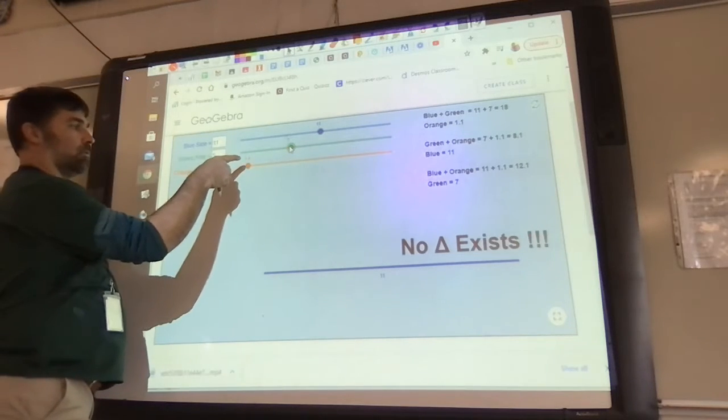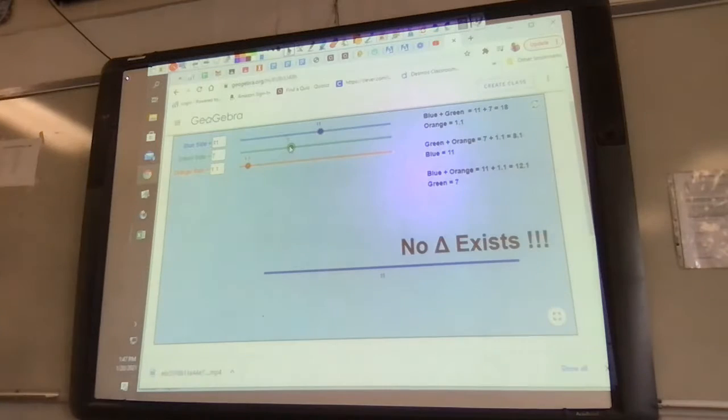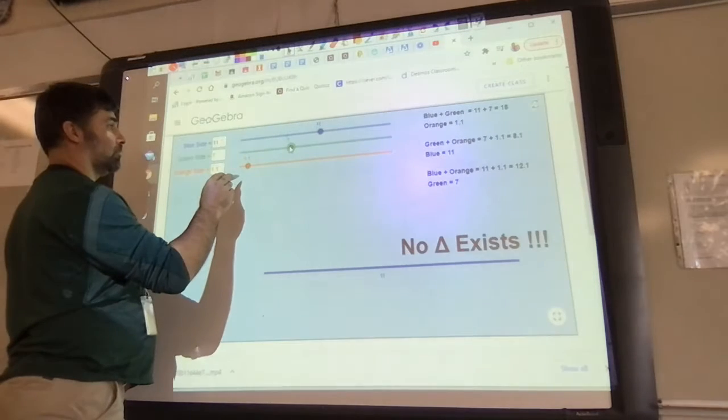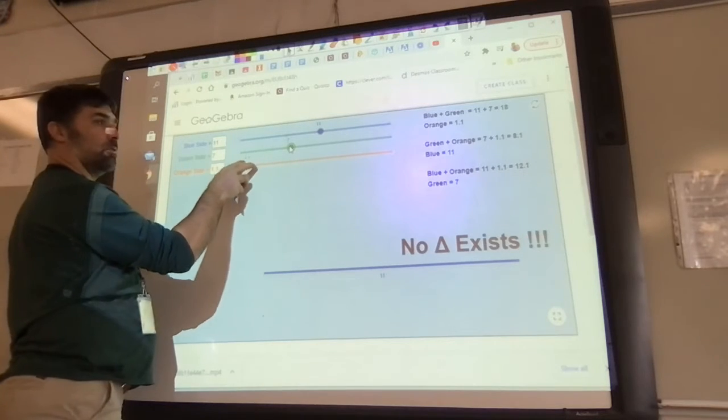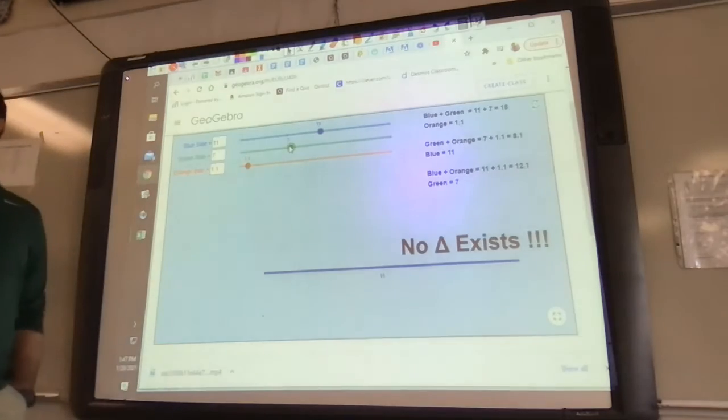Okay, what does this orange side have to be to make a triangle? Smaller number. Okay, give me something. 5. What's the smallest number it can be? Or what's the largest number it can't be? 11. Largest number it can't be is 11. It can't be 11? Okay, so here's the question. What's the range that this orange side could be and still make a triangle?